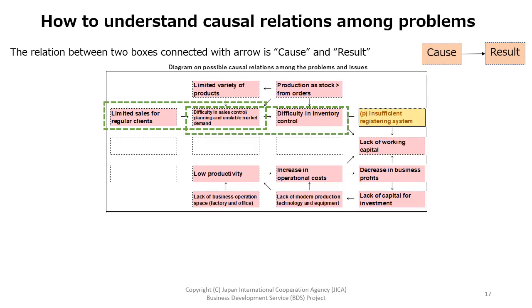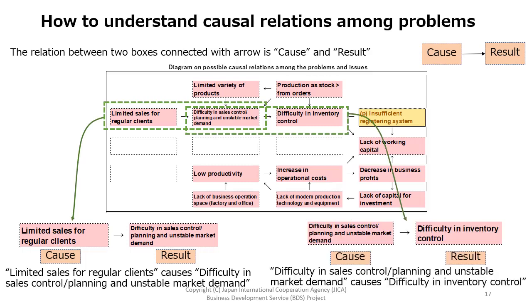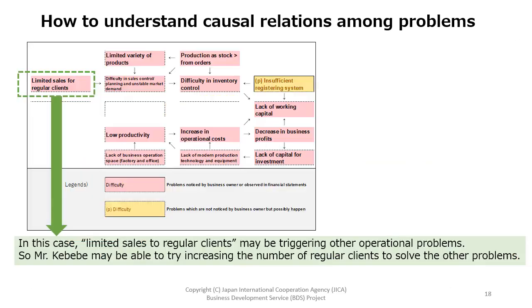Let's take a look at Mr. Kebebe's problems and the causal relationships between them. Note that the arrows show which problems is affecting which. For example, limited sales to regular clients may be one of the causes for difficulty in sales control or planning, and difficulty in sales control or planning may be the reason for difficulty in inventory control. So in this case, limited sales to regular clients may be causing the other problems. So Mr. Kebebe may try to increase regular clients to solve the other problems.